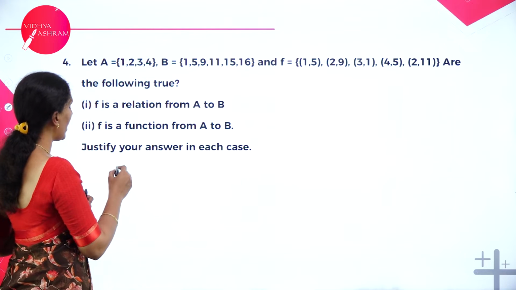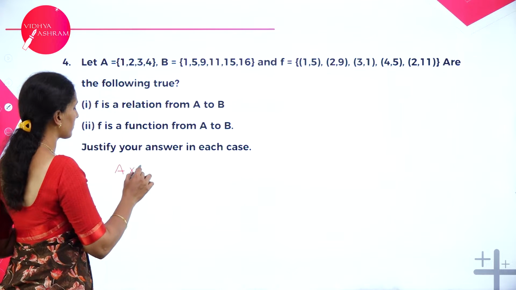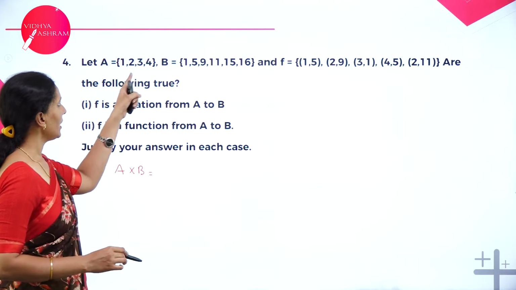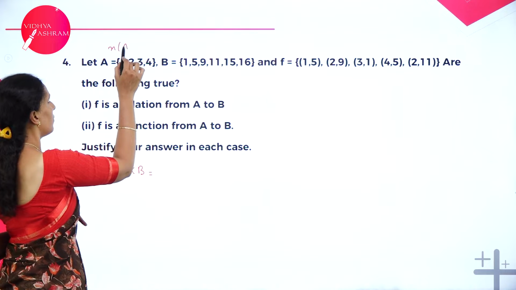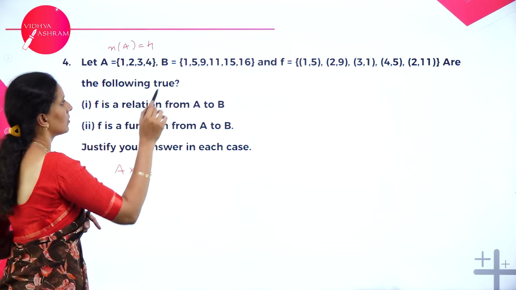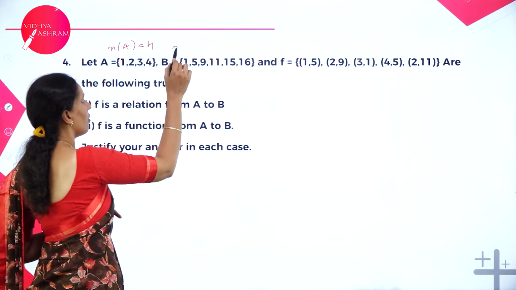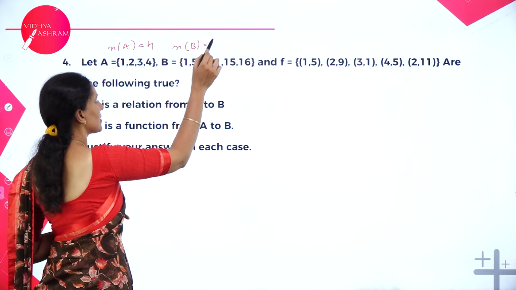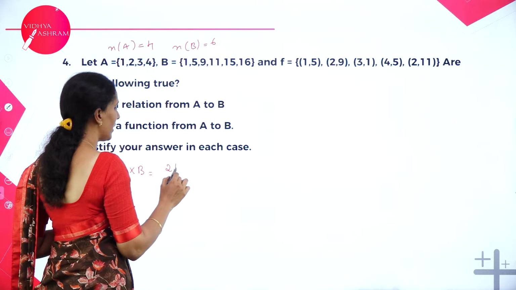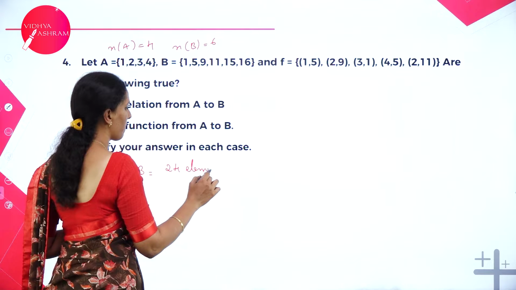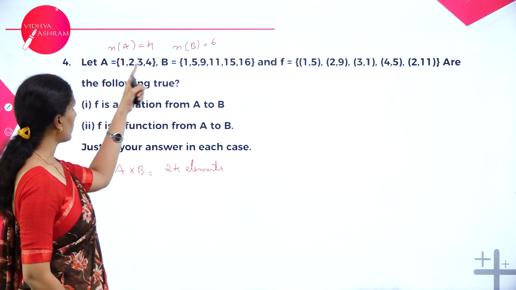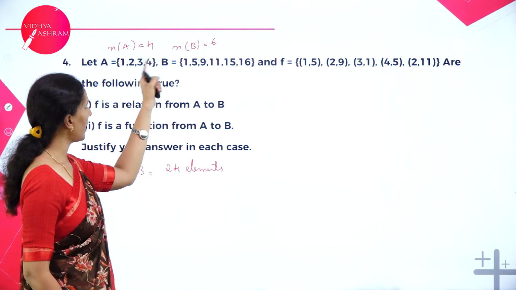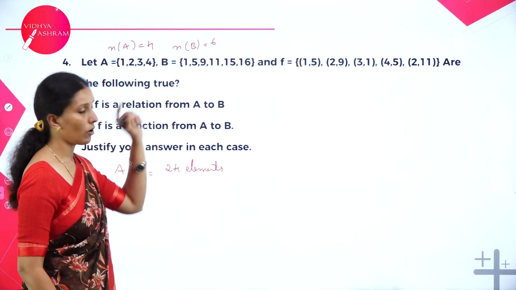You can see if you write A cross B, how many elements are there in A cross B? Here n of A is 4 and n of B is 6. So therefore A cross B contains 24 elements. That is in the form of ordered pairs (a, b), that is (1, 1), (1, 5), (1, 9), (1, 11), (1, 15), (1, 16).